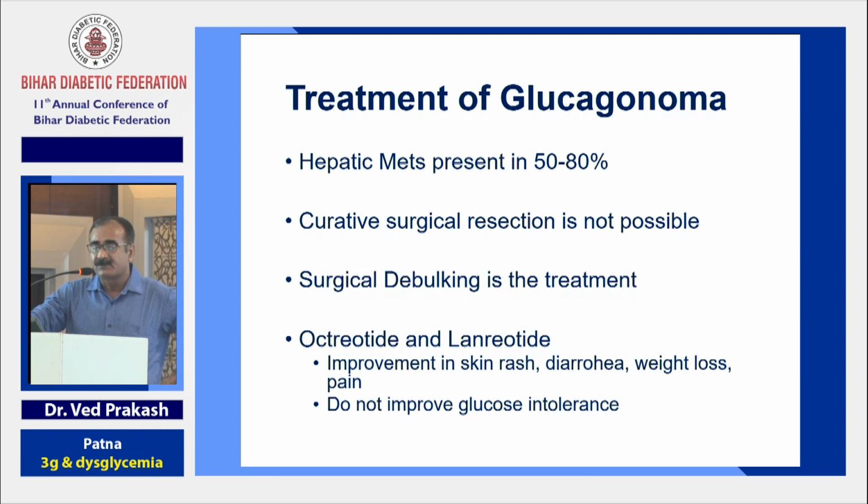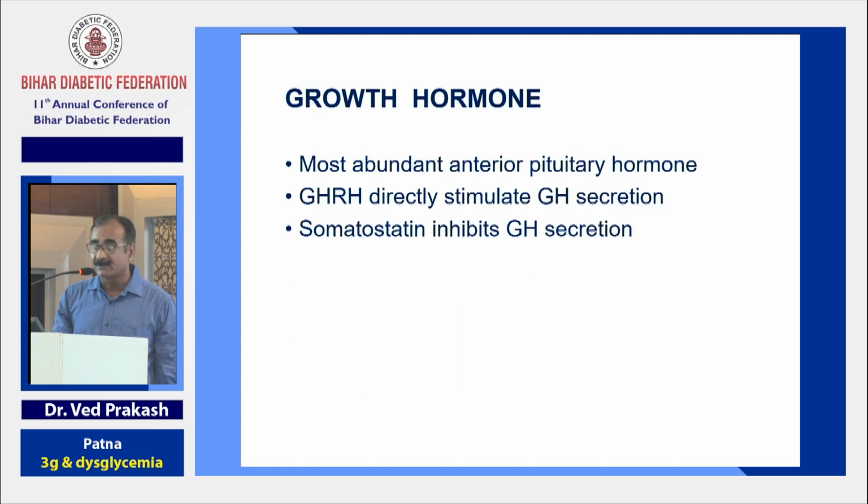And for the treatment of glucagonoma, curative surgical resection is not possible because in most of the cases there is hepatic metastasis. So the main treatment is the surgical debulking of the tumor, and somatostatin and long-acting somatostatin analogs like octreotide and lanreotide can be used. That can cause improvement in the skin rash, diarrhea, weight loss, but they do not improve the glucose intolerance present in the glucagonoma. So now coming to the growth hormone.